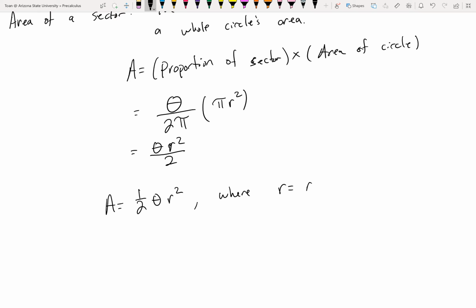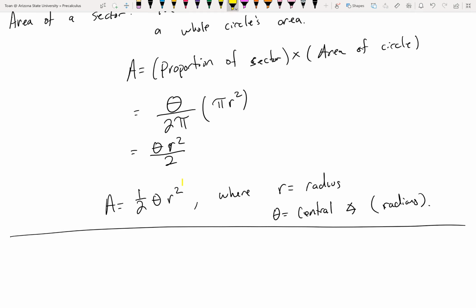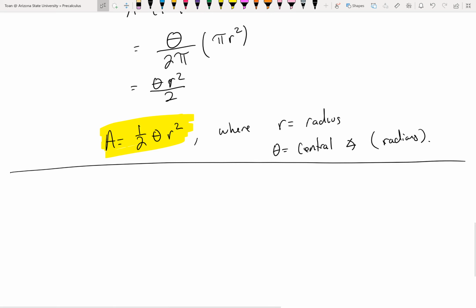Again, r is the radius. Theta is the central angle. But the more important thing is it must be in radians, right? So this is an important formula to know. Again, you can memorize this formula, or you can always build it when you're doing the problems. Just remember, area is a part of the whole circle.